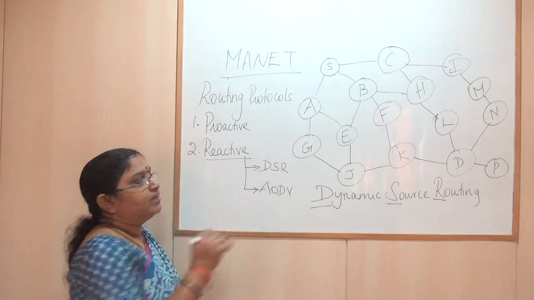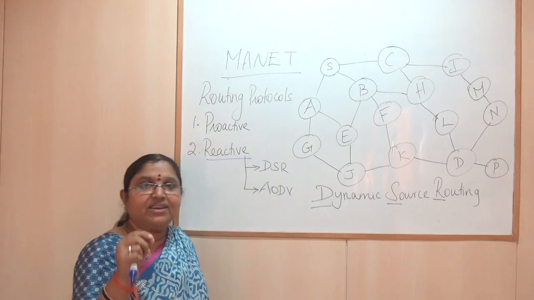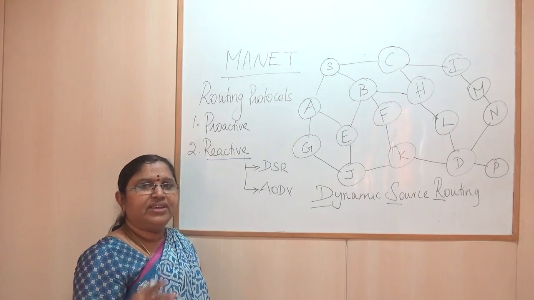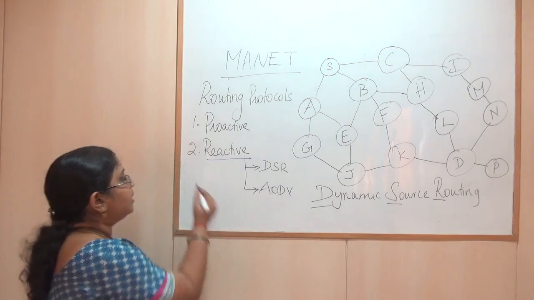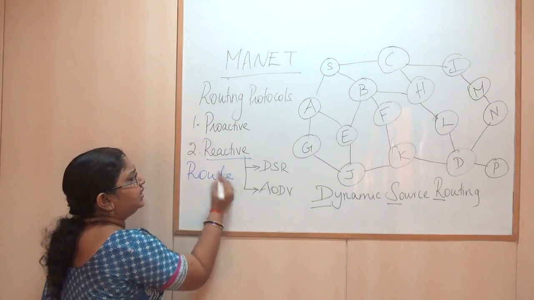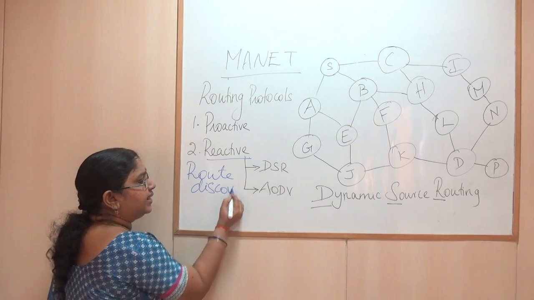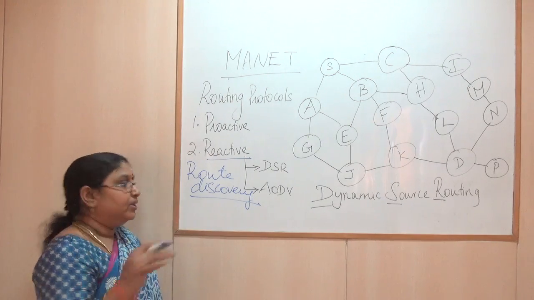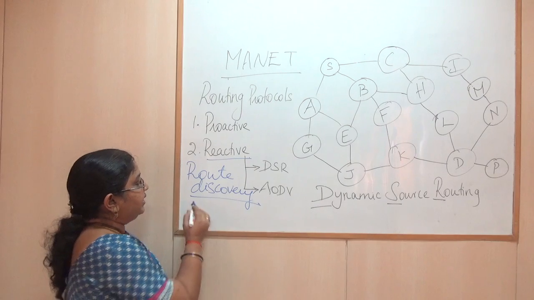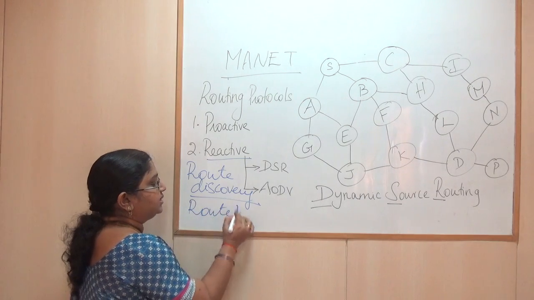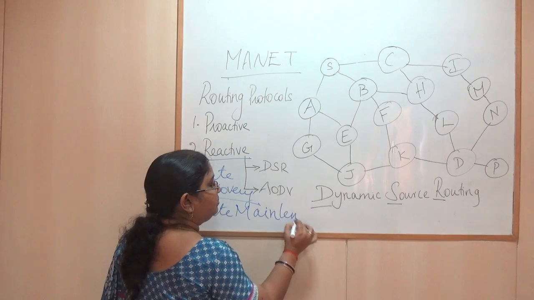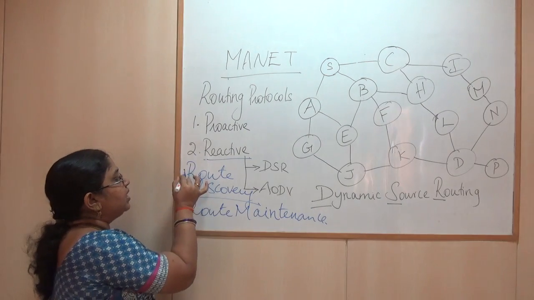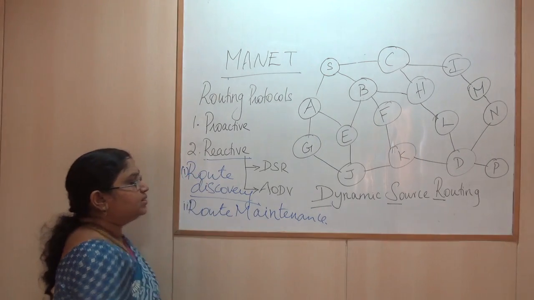Basically, a reactive protocol works on two principles. Whenever there is a need, it looks for whether a route is already available or not. If there is no route at all, it goes for the first step, route discovery. Every node, whenever it wants to send data, starts with the process called route discovery. If the route is found, it goes for data transfer and then it has to go for the second step, route maintenance. These are the two major steps in any reactive routing algorithm: route discovery and route maintenance.